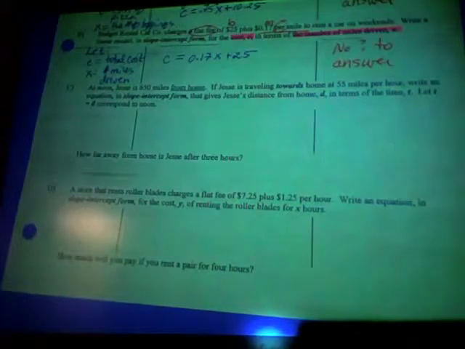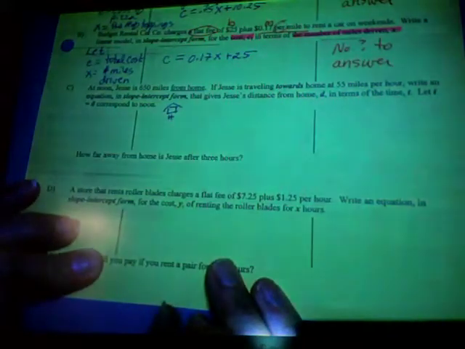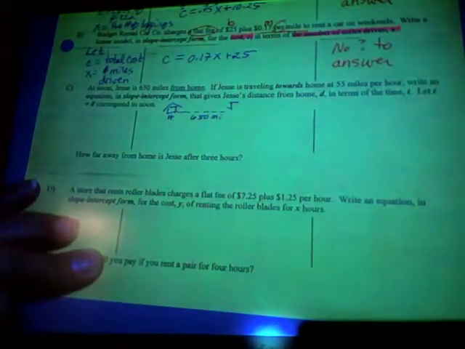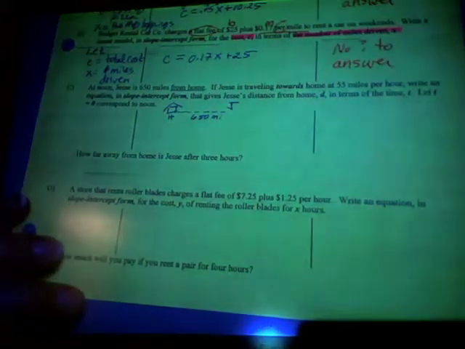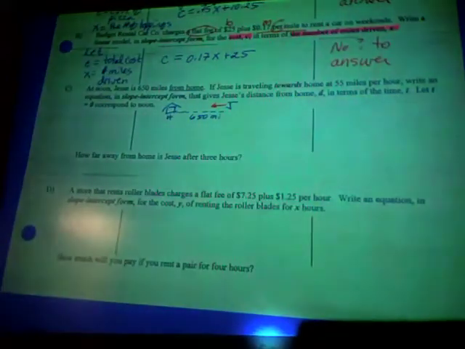At noon, Jesse is 650 miles from home. So we might have to draw a picture for this one. If Jesse is traveling towards home, so here's oftentimes what I'll do here in the middle. Here's my house, or Jesse's house. Okay? And then Jesse is right here, 650 miles from home. Then it says Jesse is traveling towards home, so he is going in this direction. Is the distance between him and the house increasing or decreasing? Decreasing. So oftentimes a picture helps to see what's going on.